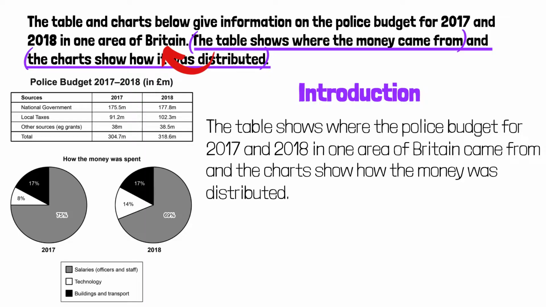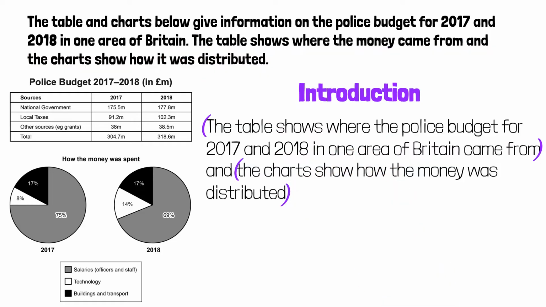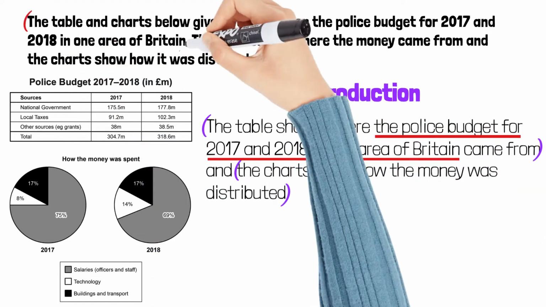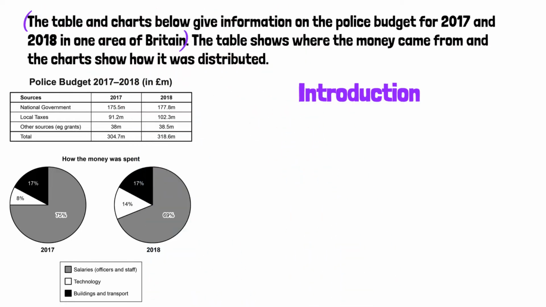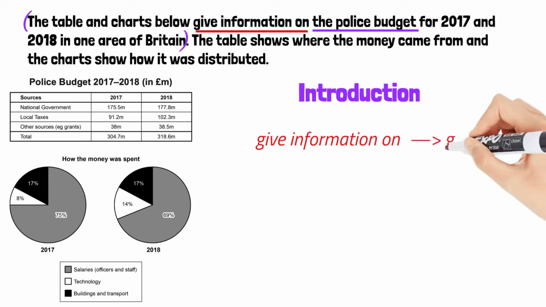This sentence doesn't flow well because of this long subject. The two clauses don't do a good job of contrasting the table with the pie charts because of this long subject. Let's just paraphrase these two sentences one by one. This information is pretty general, right? It tells us that the table and the charts in general are about the police budget. That's why give information on is used. Give information on is a pretty general idea. You shouldn't change it to words like show and display.